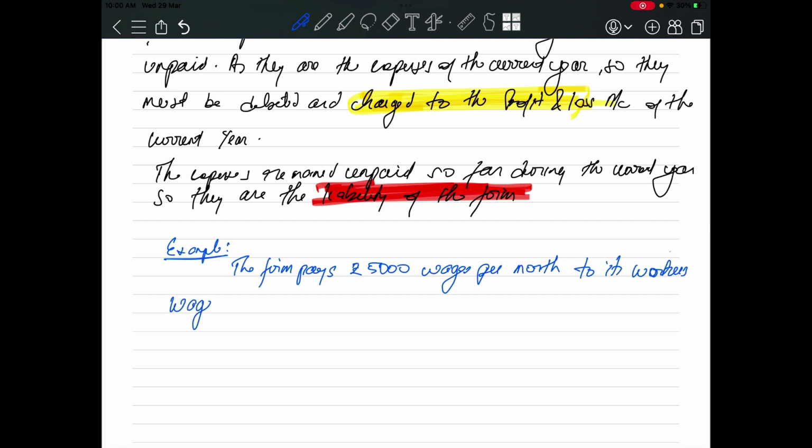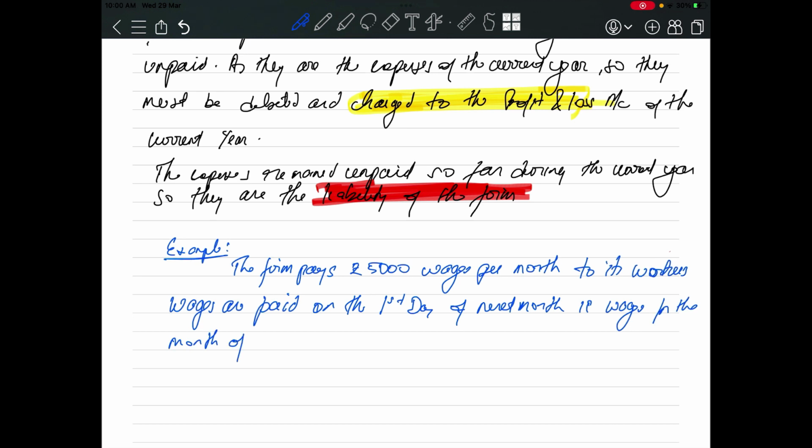Now wages are paid on the first day of next month. That is, wages for the month of January 2011 will be paid on 1st February 2011.